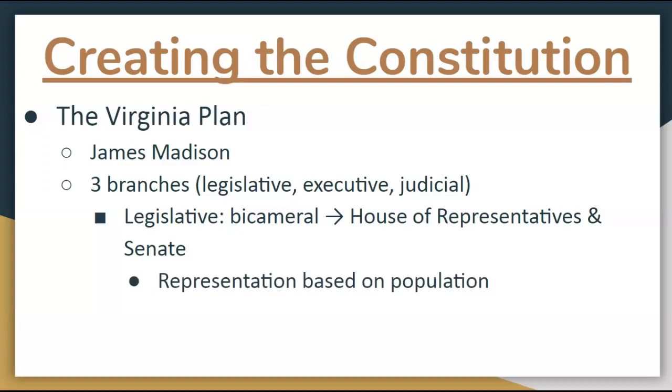This would be based on population. So the more people that belonged and were a part of your state, the more representatives you would have in the legislative branch, which means the more power and the more votes you have to make laws. So representation is not equal. That's a change from the Articles of Confederation. It is determined based on a state's population, where larger states have more delegates and representatives than smaller ones do.